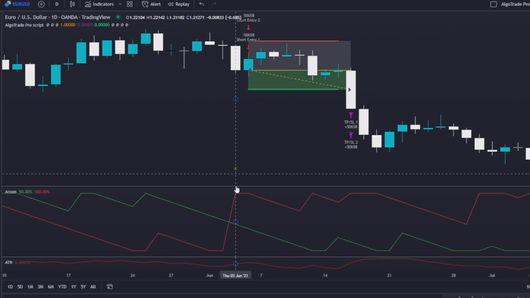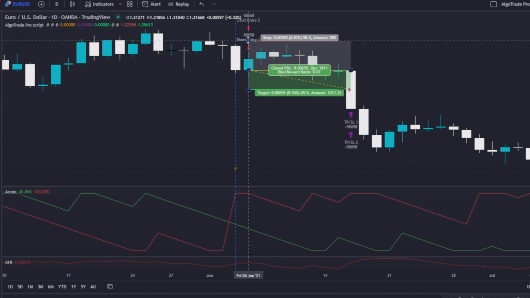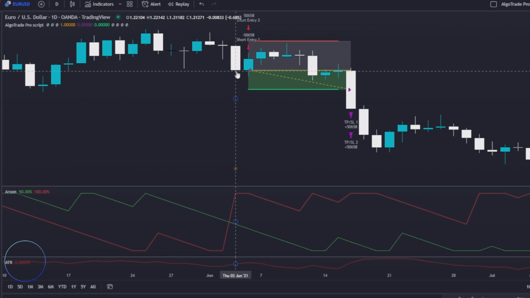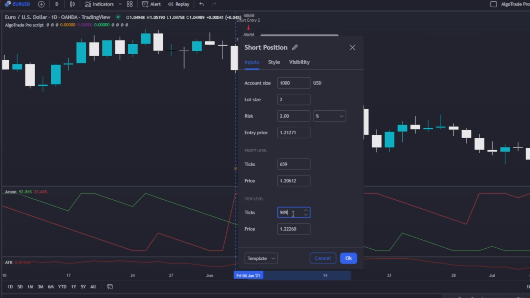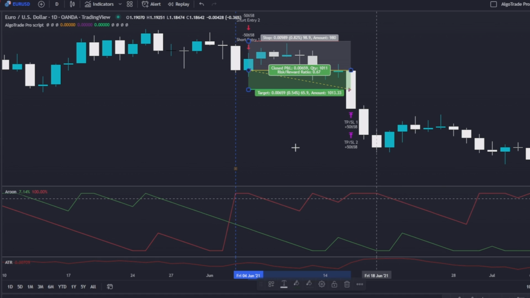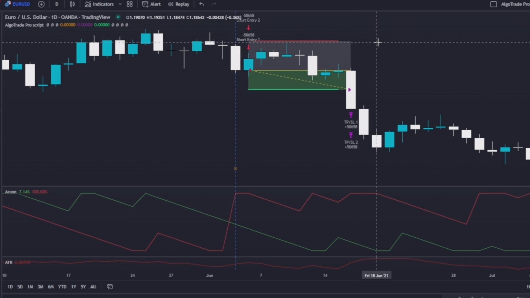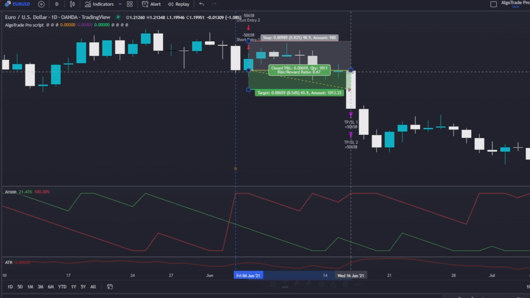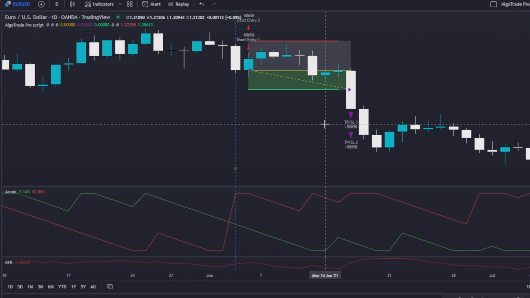Here we have an example of a short signal. As you can see, the algo considered the entry point after the closure of the signal candle given by the AROON. The stop loss value is 1.5 times the ATR pip value, in this case 1.5 times 65.9, which is 98.9 pips, placed in this level, and for the take profit the value is 1 times the ATR pip value, so in this case 65.9 pips, placed in this level. This trade would also be a profitable one. The take profit was hit here, and as you can see, our algo did everything perfectly again.